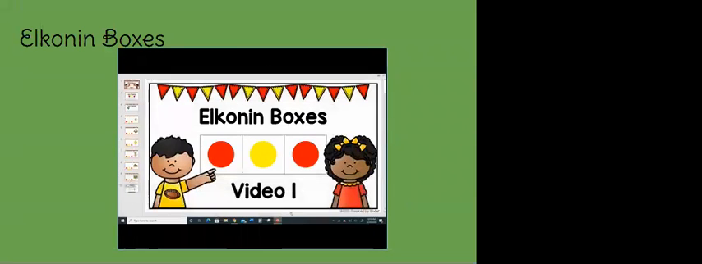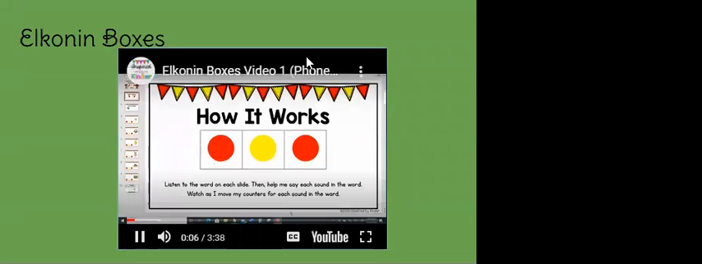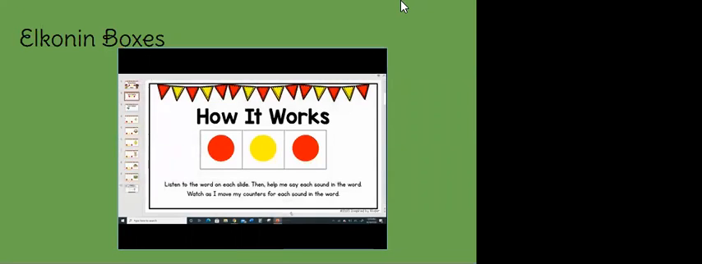Elkonin boxes, video 1. How it works. Listen to the word on each slide. Then help me say each sound in the word. Watch as I move my counters for each sound in the word. You can follow along at home. If you don't have counters, you can use 3 small blocks or Legos. You can draw 3 boxes on a paper. Let's begin. Sun. Say the word sun. Now let's say each sound. S, n. Let's move our counters. S, n. Sun.